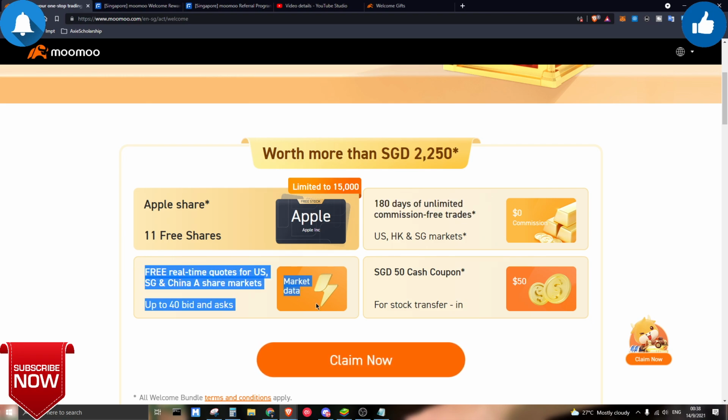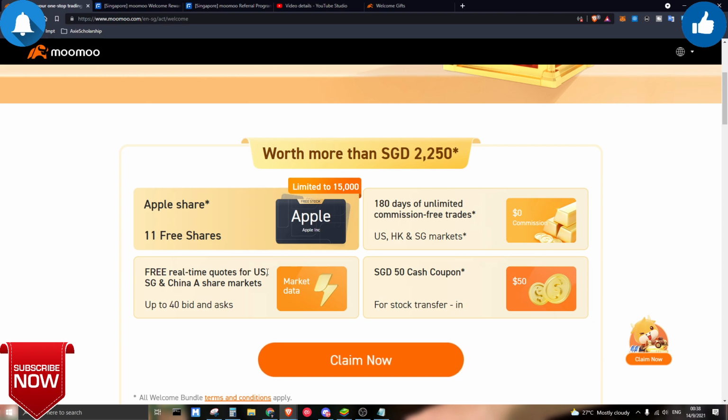They also give you free real-time quotes for the US, Hong Kong, and China A-shares markets. If you understand what this is, you can use it to your advantage. And if you're already an existing stockholder, you can transfer your stock into the moomoo application, and from there you can get a $50 cash voucher.